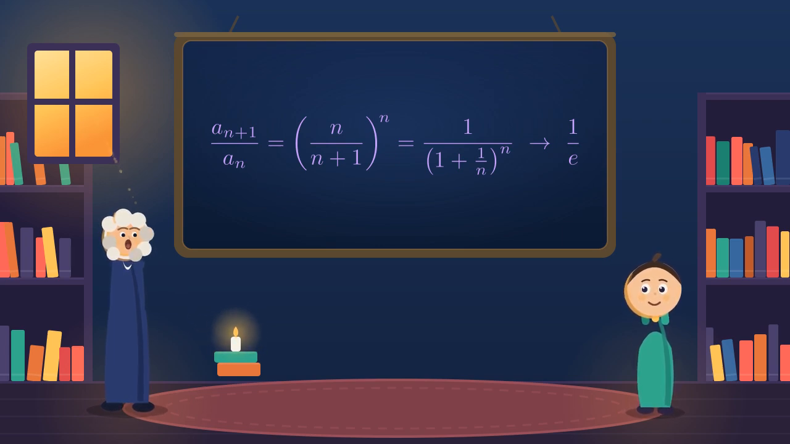And the second road tells you exactly where e is hiding. Compare each term to the one before it, and the ratio becomes n over n plus 1, all raised to the n, which is 1 divided by the famous limit, 1 plus 1 over n, to the n. That limit is e itself. So e was baked in from the very start.